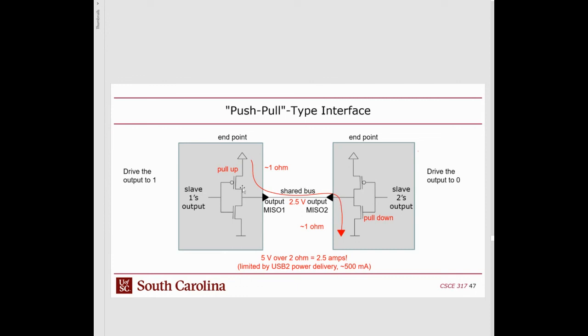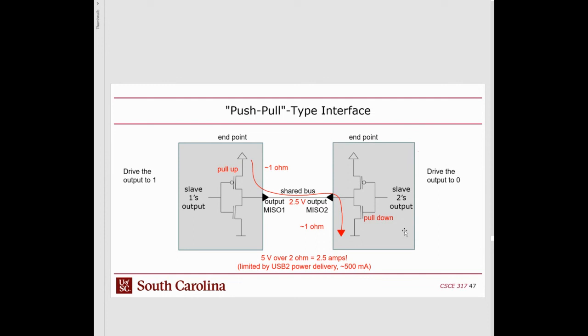Right. The problem is that if you have two of these devices both driving one common wire, and you try to pull up on one and pull down on another, in other words, they disagree on what that wire should be. One of them is trying to set it to one and the other is trying to set it to zero. You end up with a low impedance path between the power and ground, because you have a low impedance path from that wire to the power supply in one chip and a low impedance path to ground in another chip. So you basically create a short circuit, right?